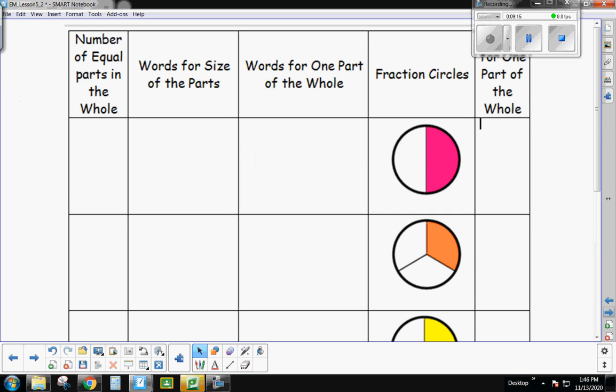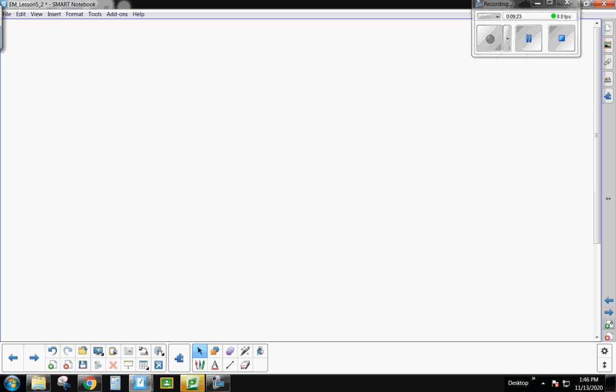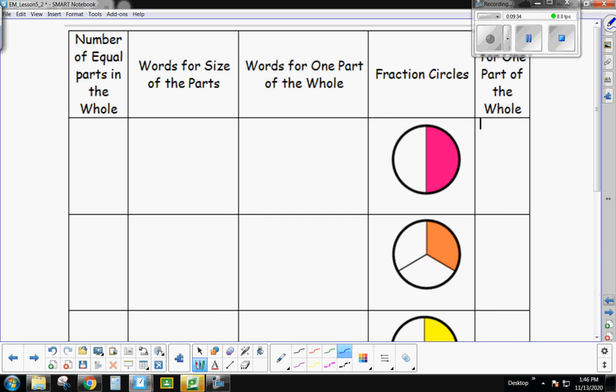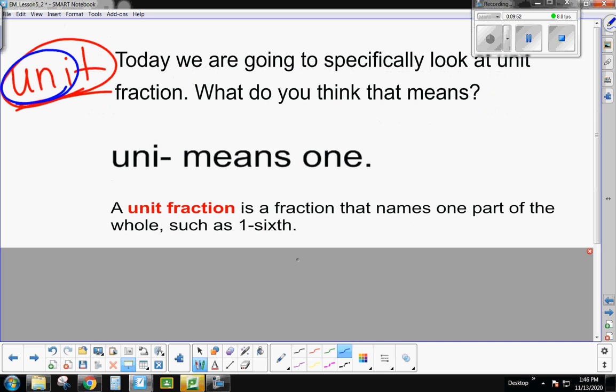All right, so now let's look at the chart that I have here. And again, if you are taking your notes, here's what I want you to do. I want you to simply draw a circle, and I want you to split that circle as best you can into 2 equal parts. That way it looks just like my picture right here. All right, so now, off to the side of that, I want you to tell me how many equal parts that whole has. Okay, well, I just said we split it into 2 equal parts.